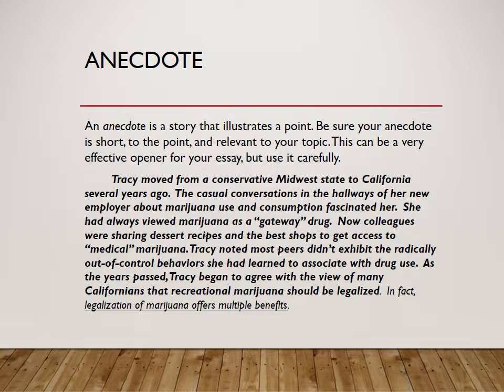As you can see from looking at this paragraph, the anecdote takes up most of the paragraph. It naturally provides elaboration in addition to sharing a story. It starts with Tracy's background, her initial thoughts about marijuana use, and leads to the thesis by explaining how Tracy's thoughts changed over the years.